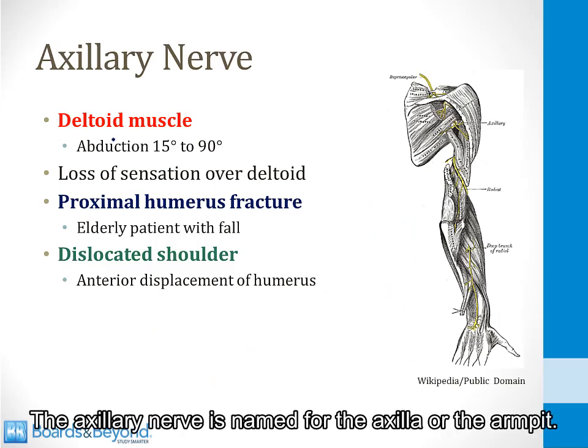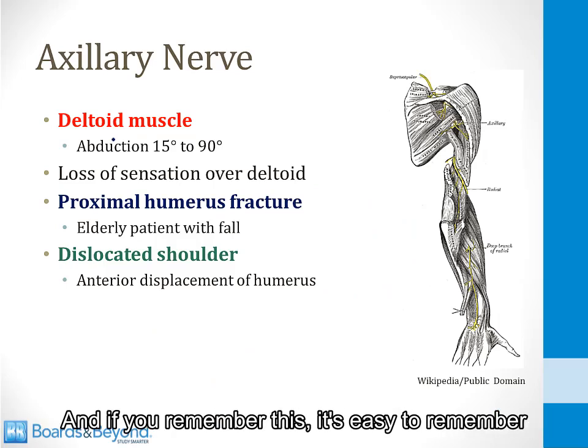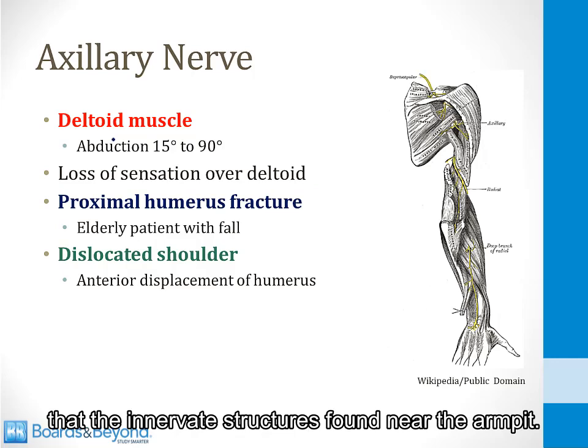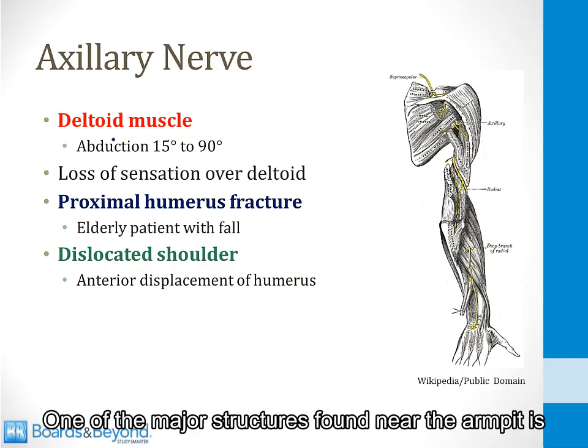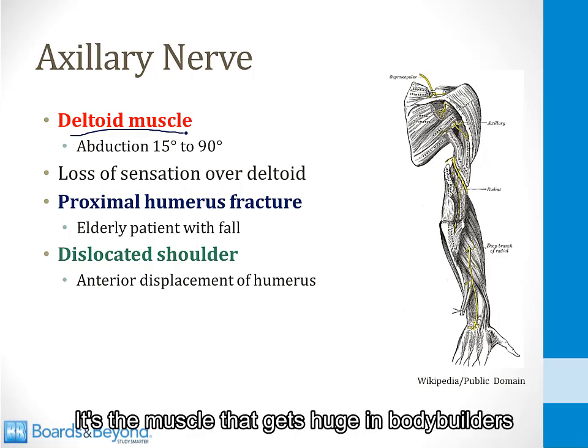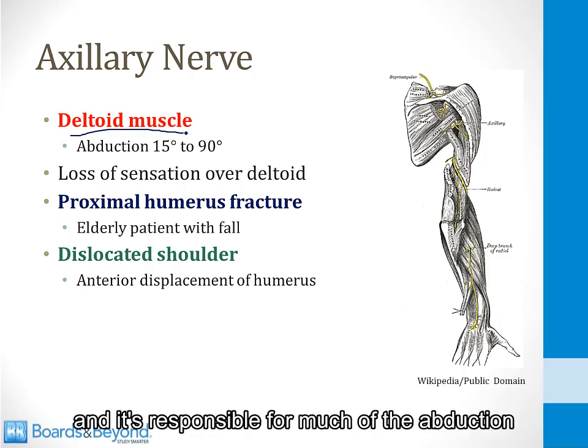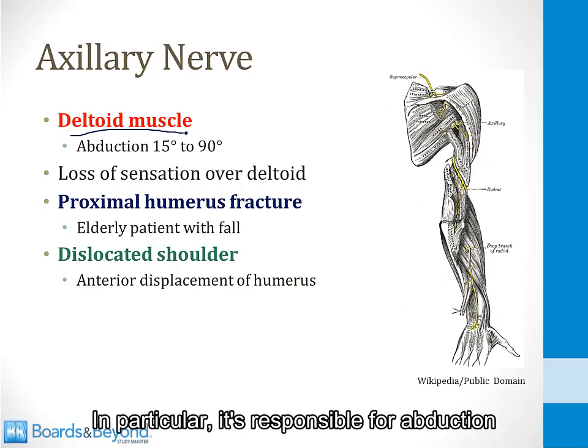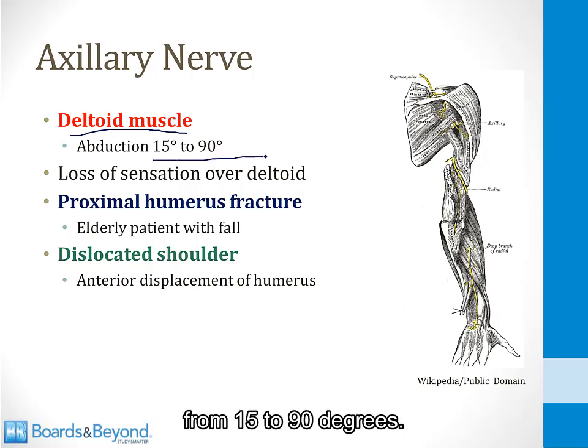The axillary nerve is named for the axilla, or the armpit, and if you remember this, it's easy to remember that it innervates structures found near the armpit. One of the major structures found near the armpit is the deltoid muscle. This is a large shoulder muscle. It's the muscle that gets huge in bodybuilders, and it's responsible for much of the abduction at the shoulder. In particular, it's responsible for abduction from 15 to 90 degrees.